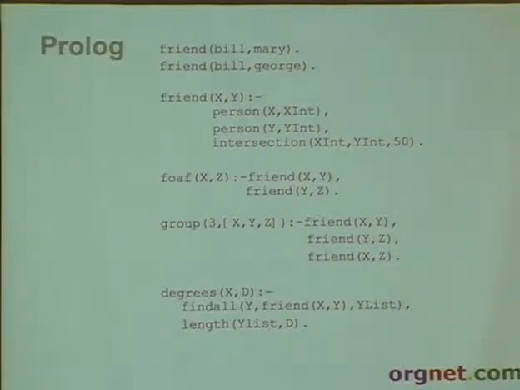And then social network analysis has metrics. One of the simplest metrics is called degree, which just looks at how many connections you have. Again, just two lines of code. Find all your friends, put them in a list, see how long the list is, and there's your degree metric. Some of the other metrics are more complicated.